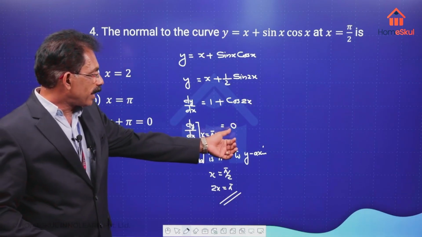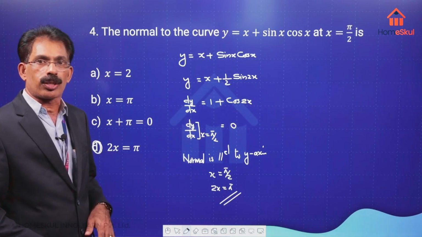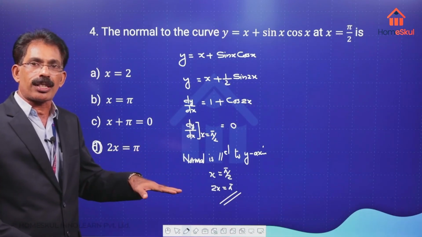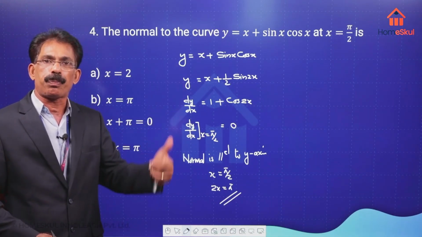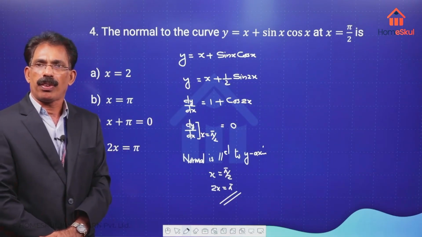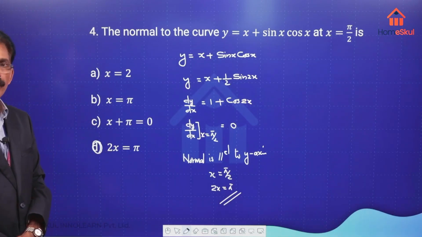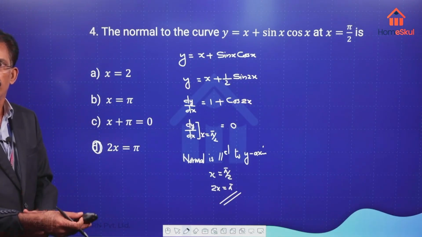The slope of the tangent is 0, which means the tangent is parallel to the x-axis. If the tangent is parallel to the x-axis, definitely the normal is perpendicular to it, parallel to the y-axis. Do you follow? Any doubt? Clear?